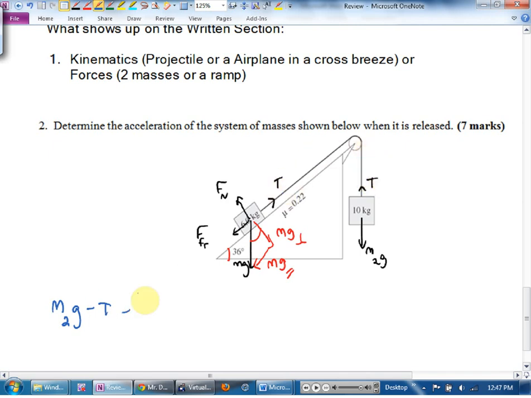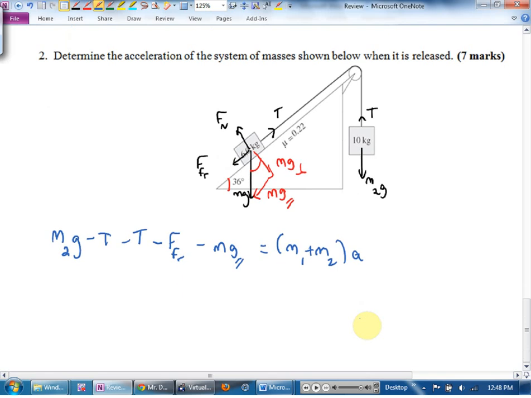And then I have two loser forces. I have minus friction and minus Mg parallel. That equals (M1 plus M2) times A. There's your equation. Tension cancels. You would find the parallel component doing a bit of trig.